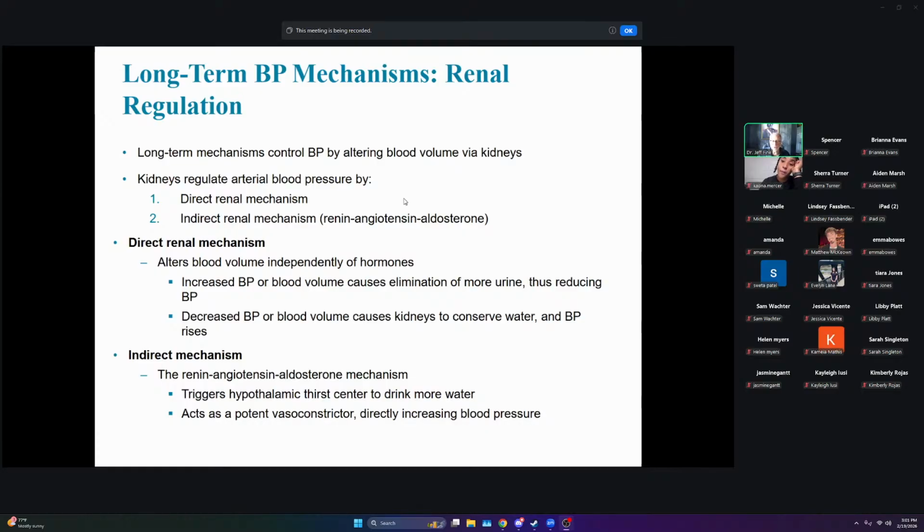That's called the direct renal mechanism. That's the first line of response to blood pressure variances, disruptions of homeostasis by our kidneys. Do they eliminate water because our blood pressure is too high, or do they reabsorb it because our blood pressure is too low? The second method that our kidneys work to manage blood pressure with is what's called the indirect mechanism. And this involves hormones.